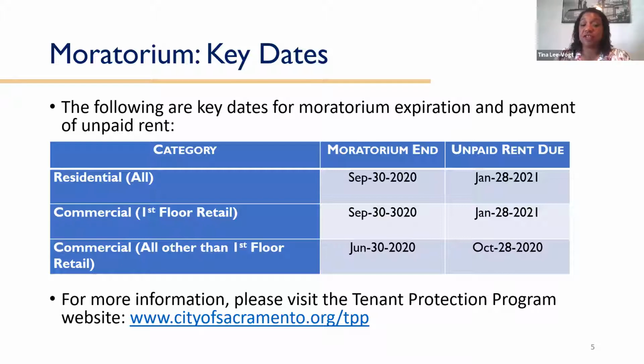For commercial tenants other than first floor retail, the moratorium has already expired, but they still have a bit of time before they need to start paying back that unpaid rent. So their unpaid rent is due October 28th, 2020. And again, it's always great to go to our website, www.cityofsacramento.org/TPP. We consistently update information on the moratorium or any council actions that are taken.